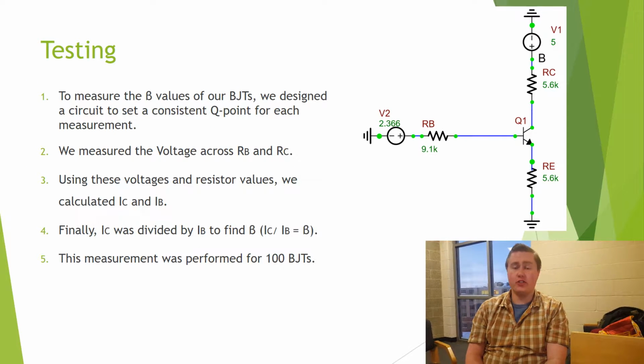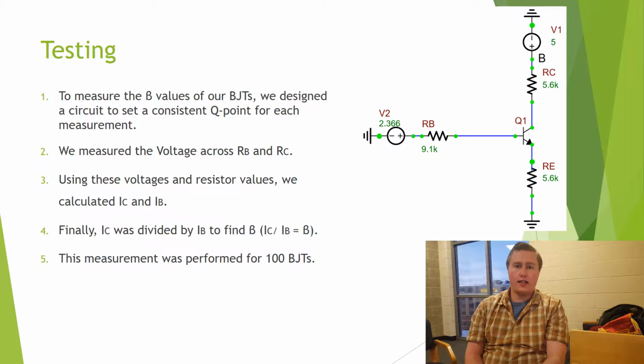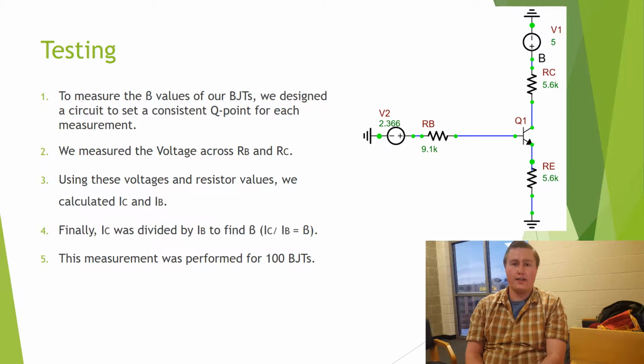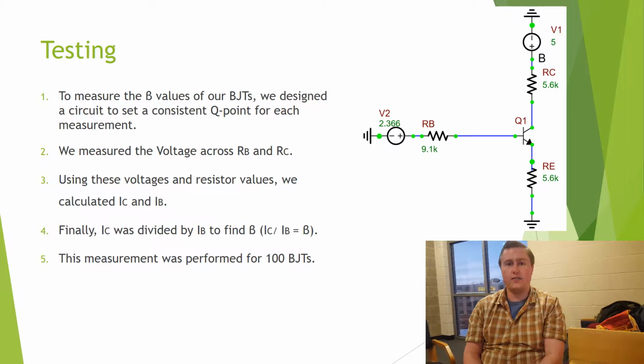To be able to measure accurately all the beta values for the transistors, we created a 4-resistor circuit and then combined R1 and R2 together to make RB Thevenin, and then made an equivalent V Thevenin source. To be able to calculate beta, all we had to do was measure the voltage across RB Thevenin and across RC, and then divide by the respective resistor values to find IB and IC, and then divide IC by IB to find beta, which is current gain.